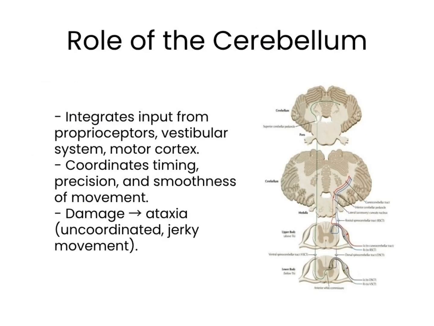The cerebellum plays a different but equally important role. It receives input from proprioceptors, the vestibular system, and the motor cortex, and uses this information to fine-tune ongoing movement. It helps coordinate timing, smoothness, and precision. Basically, it prevents you from overshooting or staggering. Damage to the cerebellum causes ataxia, where movements become uncoordinated and jerky.